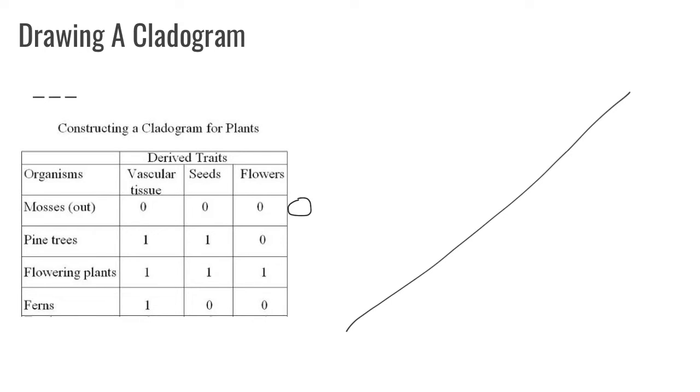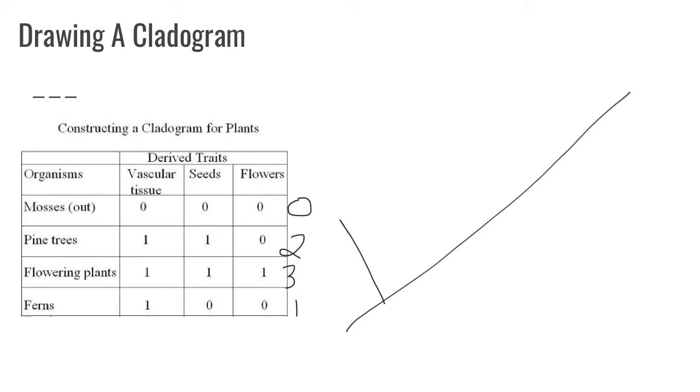For the pine trees, I can see that they have 2 total. For our flowering plants, they have 3. And for our ferns, they have 1. So those, once I have them totaled, tell me how they are going to be placed on this whole thing. So what I like to do is at the very bottom, I'm going to put that 0 group.